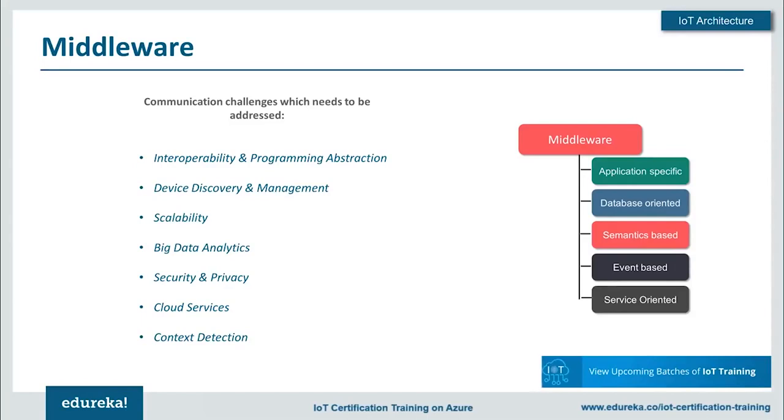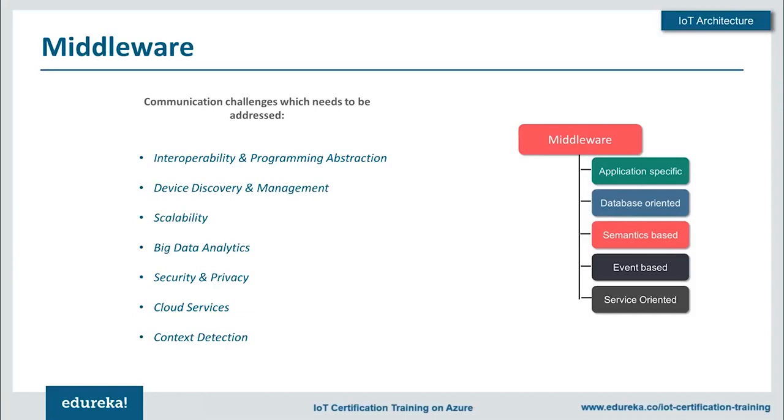When I come down to the middleware, one of the key issues that comes into the picture is interoperability as well as program abstraction. Imagine I have 40,000 devices communicating with each other. They may not all use the same programming language or pass the information in the same way. I need something that ensures these devices communicate with each other and that an abstraction is maintained between the information passed from them.